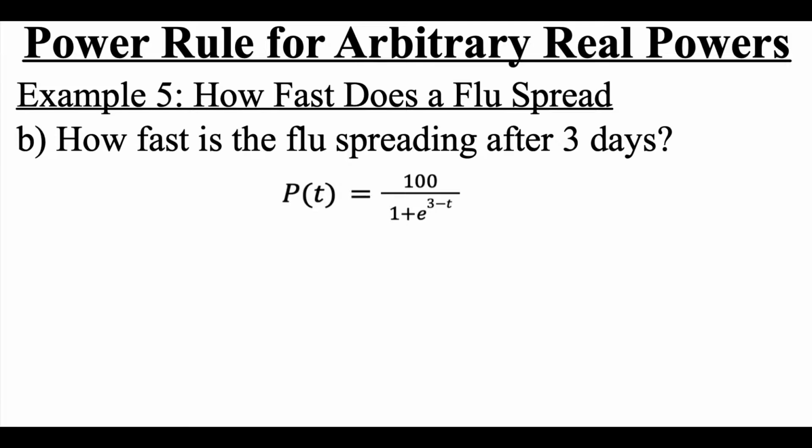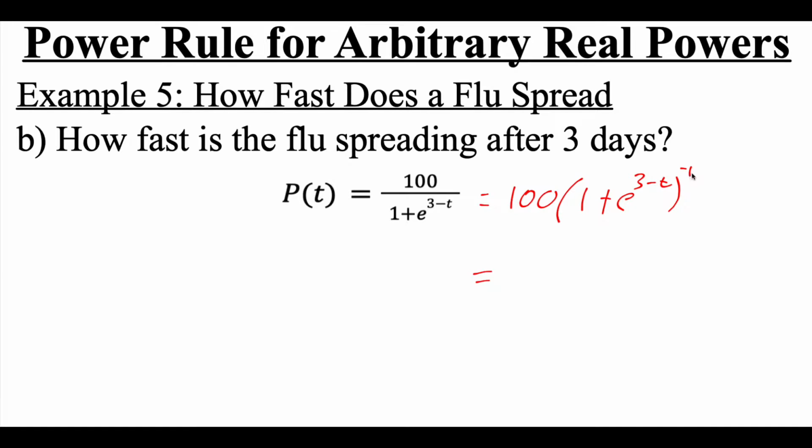Now, the next thing we're going to do is figure out how fast the flu was spreading after 3 days. So if we're trying to find the rate, we're going to have to find the derivative in here. Now, to do this, I'm going to do a little rewriting. I don't like having fractions in here because if we have fractions, then we have to do the quotient rule. I'm going to take this stuff that's on the bottom and swing it up to the top by making it 1 plus e to the 3 minus t, all being raised to the negative first power, because then I can apply the power rule instead of having to do the quotient rule.